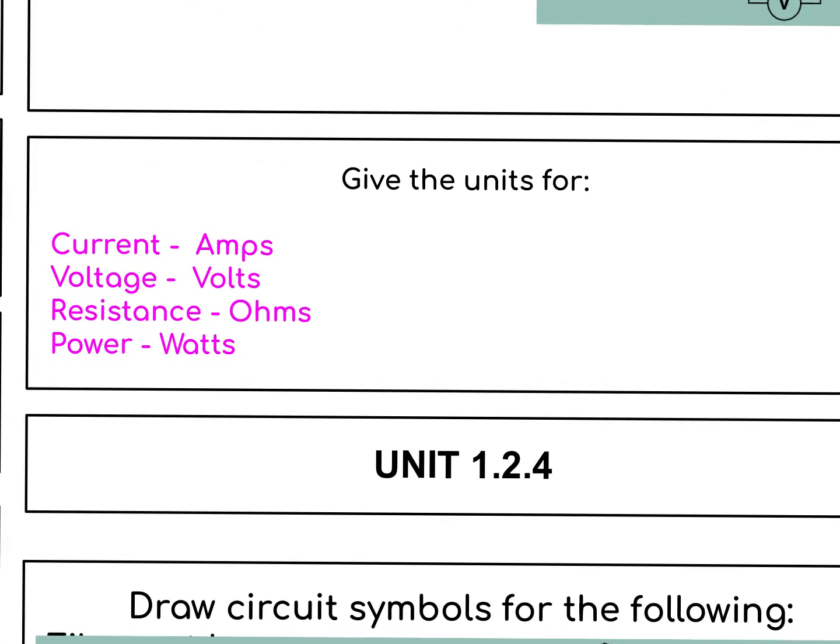Give the units for. So current, remember we spoke about before, sometimes comes up as an I. Volts is voltage. Resistance is R. And then power is P. You might see amps as just A. You might see volts as just V. You might see ohms like that. And you might see power as watts.